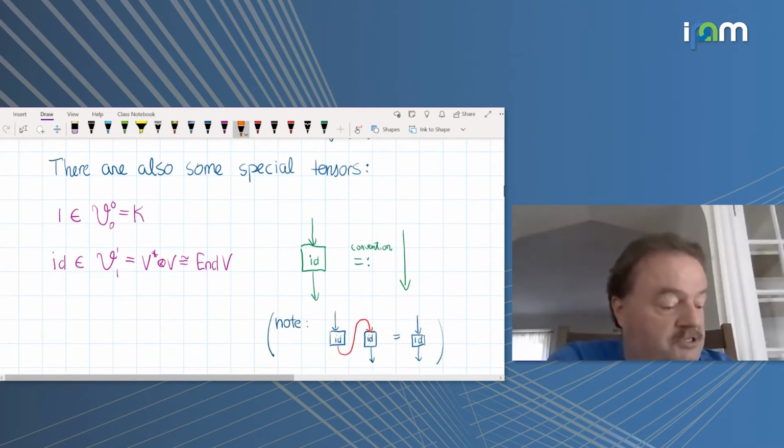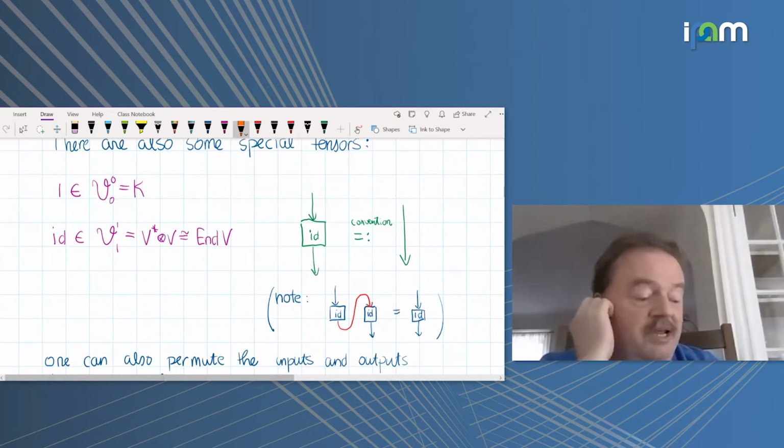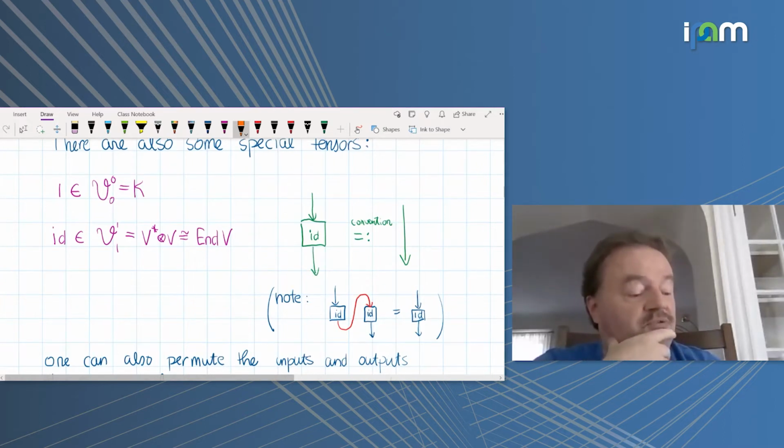This is because, well, we have, for example, this relation. If you take two copies of the identity, and then I connect one output with the input of the other one, which is a contraction, that's basically just composition of linear maps. Then you get the identity again.